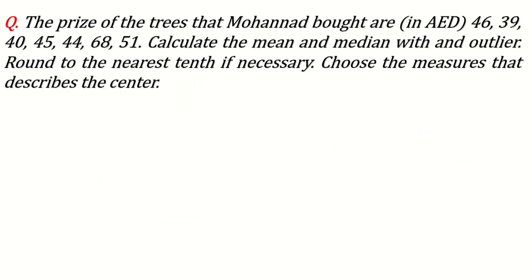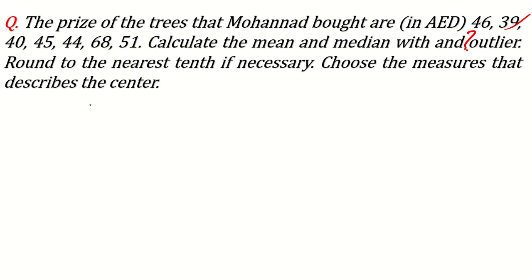Okay, now another question can be: the prices of the trees that Mohannad bought are in AED. All these things are in dirham. Calculate the mean and median with and without outlier. I think there is a typing mistake. Choose the measure that describes the center. No problem. Again we have to find the median, so definitely we are going to write the data in ascending order. So let's start writing.